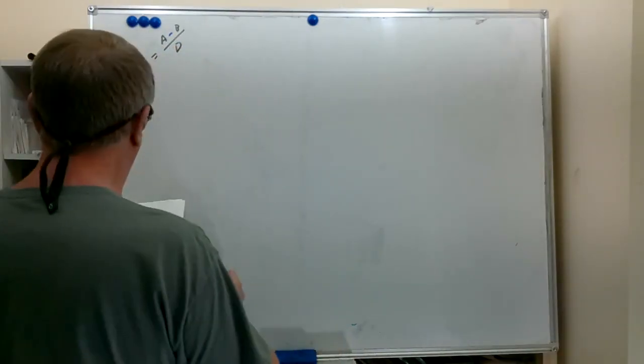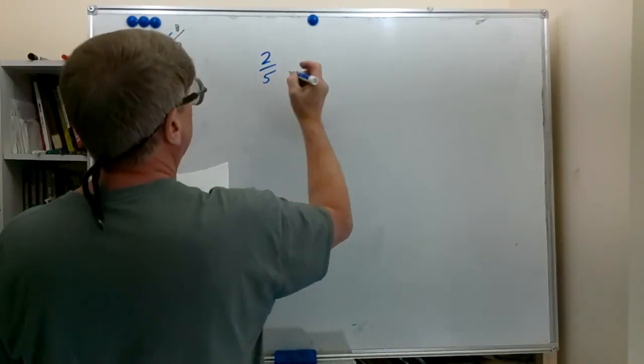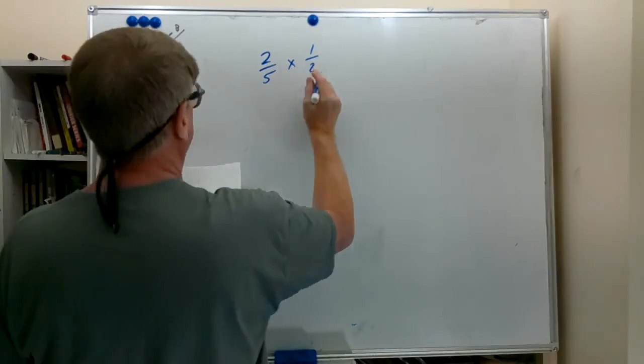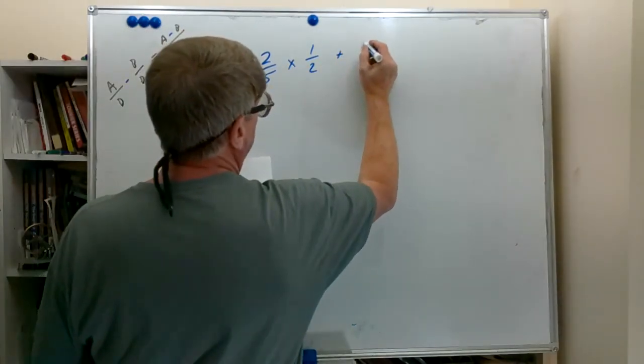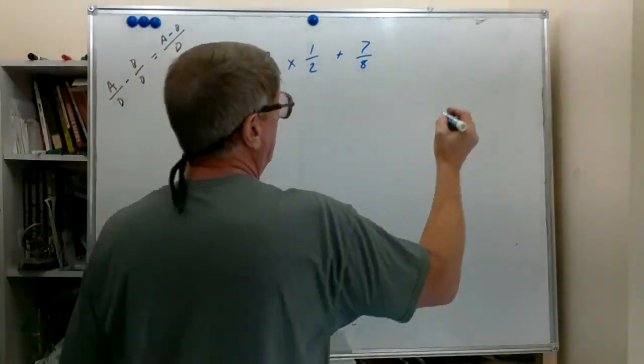We're going to do another example here: 2/5 times 1/2 plus 7/8. Now, here you notice, remember the order of operations.